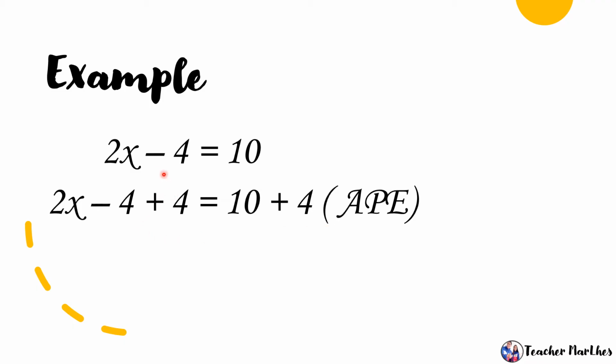So, para matanggal ang negative 4 dito at ma-isolate ang 2x, magdadagdag tayo ng plus 4. So, since nagdagdag ng plus 4 sa left side, kailangan magdagdag din ng 4 sa right side. So, this is the addition property of equality. So, negative 4 plus 4, that is 0. So, we will cancel negative 4 and plus 4. So, 2x equals 14. So, 10 plus 4 equals 14.